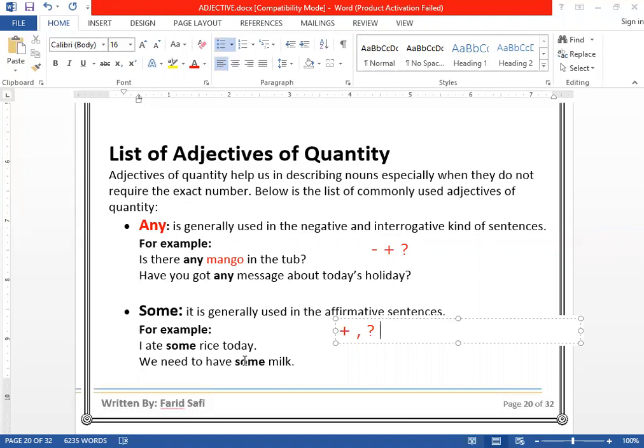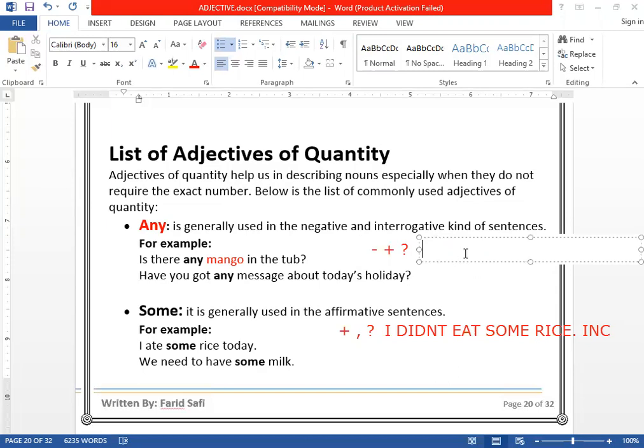You cannot say I didn't eat some rice. That is wrong. Why? Because some is not used in negative sentences. And the same way, you cannot say I ate any mango. This is wrong. It's incorrect. Any is used in negative, some is used in positive.